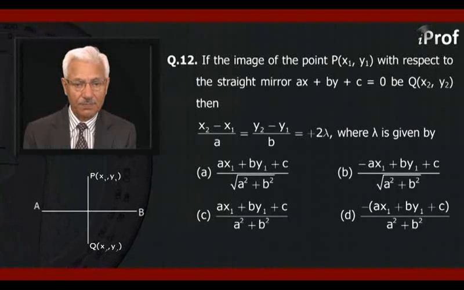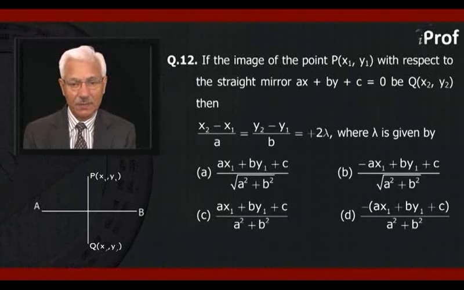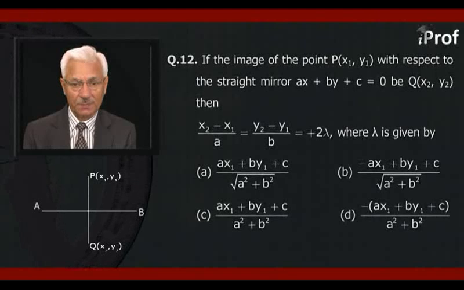Second option is minus (ax1 + by1 + c) divided by the square root of a² + b². Third option is (ax1 + by1 + c) divided by a² + b². And the last option is minus (ax1 + by1 + c) divided by a² + b².